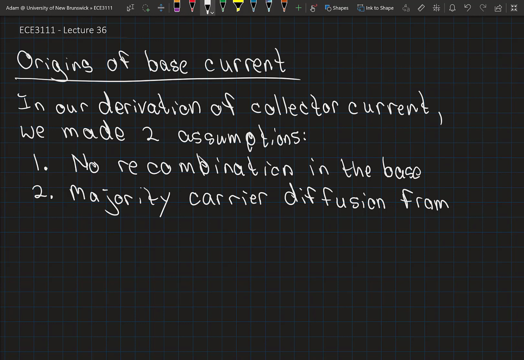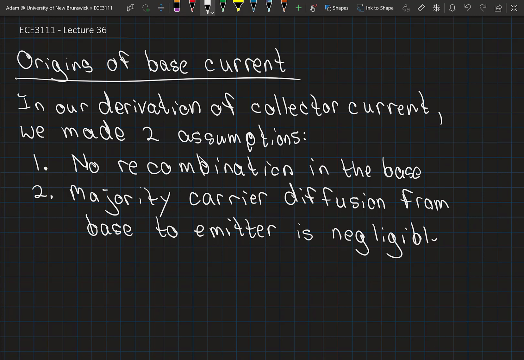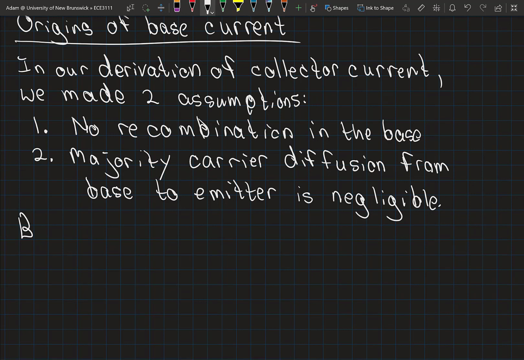Okay, but the majority carrier diffusion from base to emitter we assume to be negligible due to the light doping of the base, and that assumption that the majority carrier concentration was not sufficient to result in any substantial diffusion. Okay, so let's revisit these. So let's talk about base recombination.